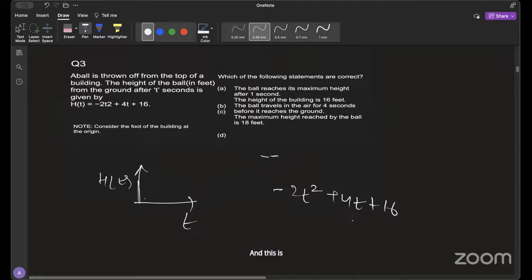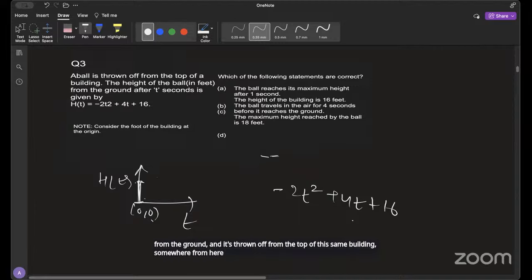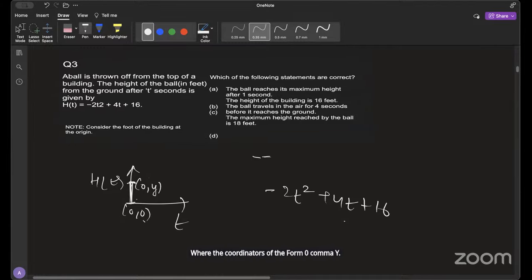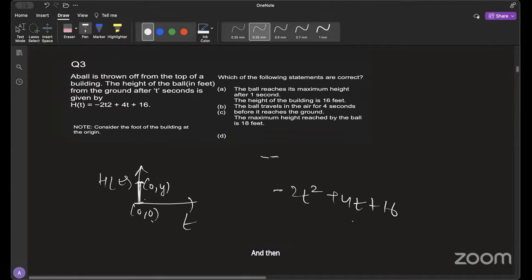And this is the building. So the foot of the building is at 0, 0. It's given to you. And then the height of the ball from the ground, and it's thrown off from the top of this same building, somewhere from here. So it's thrown off from here, where the coordinate is of the form 0, comma y. And then you've been asked which of the following statements are true.